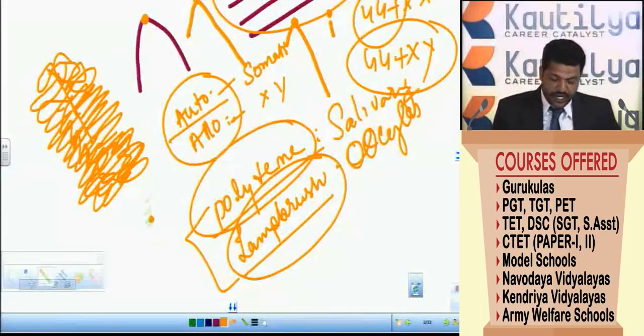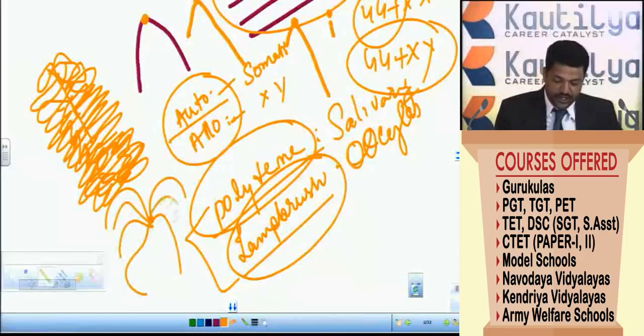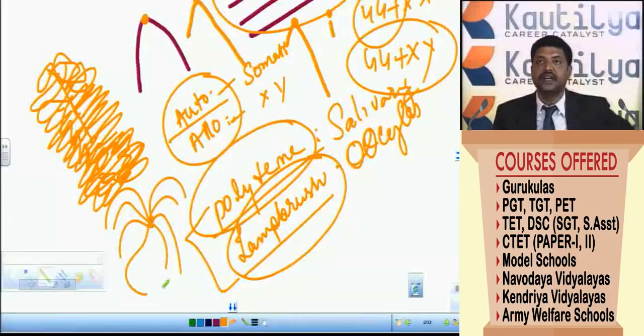Whereas in the case of polytene chromosomes, many threads are possible. The polytene chromosomes are seen in the salivary glands. I will discuss them in detail in the coming classes. So polytene chromosomes and lampbrush chromosomes are called giant chromosomes or largest chromosomes. They are very large chromosomes. Now coming back to the actual content that is given in our syllabus.